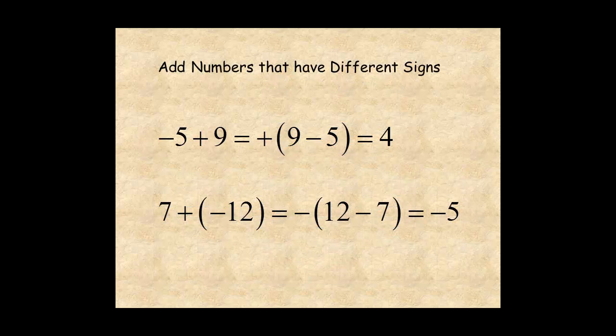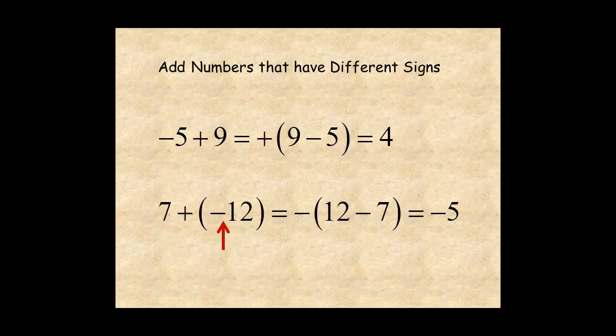So from these examples, you can understand the rule for adding numbers that have different signs. It has two parts. First, the sign of the sum is the sign of the number with the greatest absolute value. The first sum is positive because the positive number 9 has the largest absolute value. The second sum is negative because the negative number, -12, has the largest absolute value.